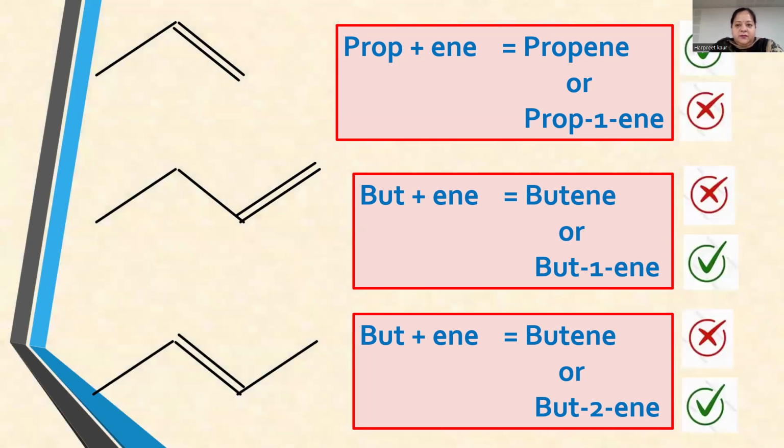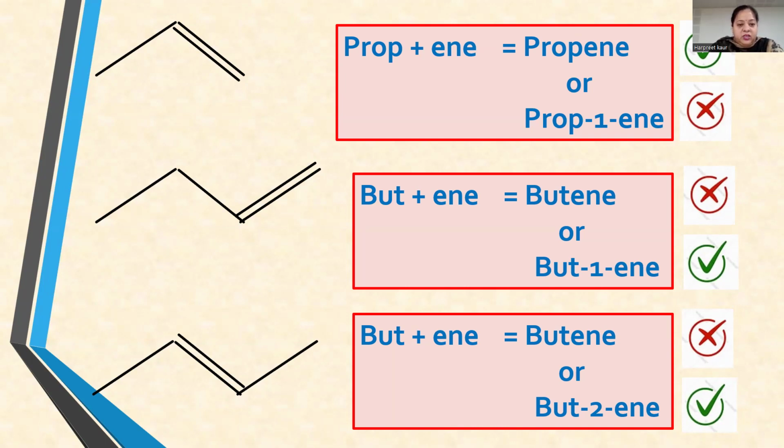So see here the answer. In the first case, 1 is not to be mentioned, while in the second case, 1 must be mentioned. If 1 is written in propene, then it is not acceptable. If 1 is not written in butene, then it is not acceptable. Why is it so? Because in propene there is only one possibility. There is no possibility for prop-2-ene. There is no such structure in which propene, the double bond, can be at position number 2. So if there is no other possibility, then 1 need not be mentioned.